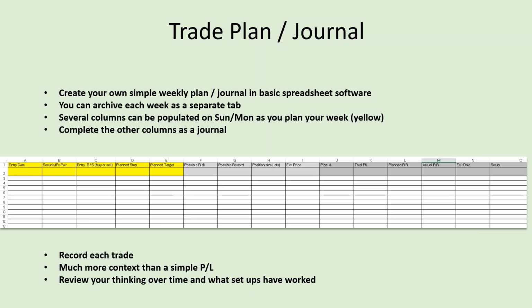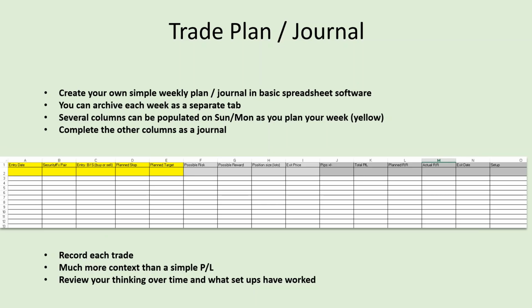Then you go through and you execute the trades, and you'll fill out the rest, the J through O. Here's what happened. Here's how many pips. If it's FX, here's what happened to my P&L. Here's the planned risk reward. Column L and column M are really important.